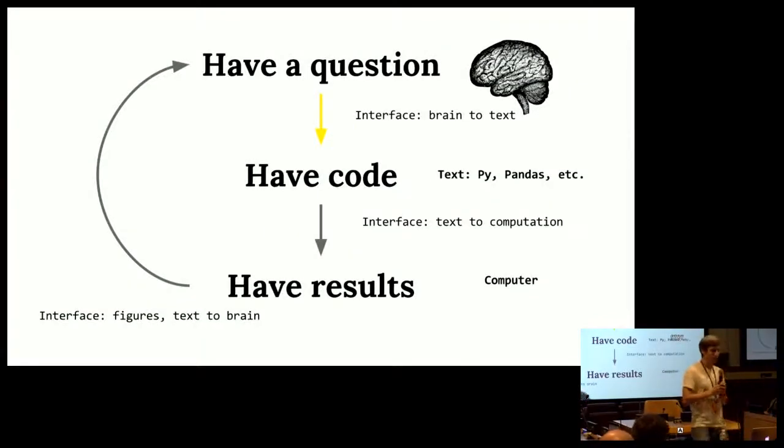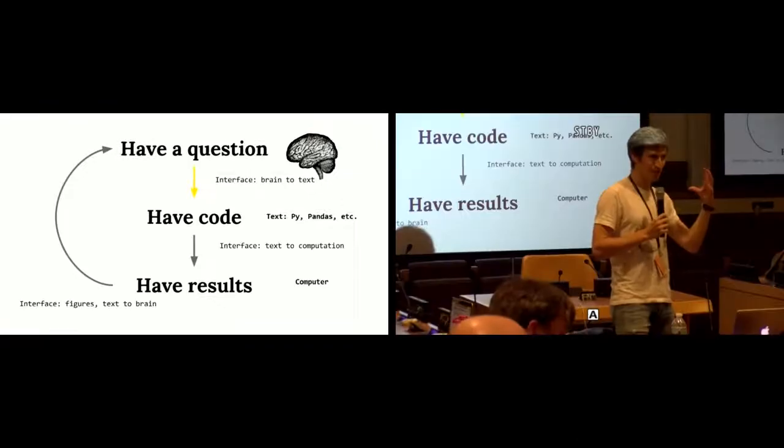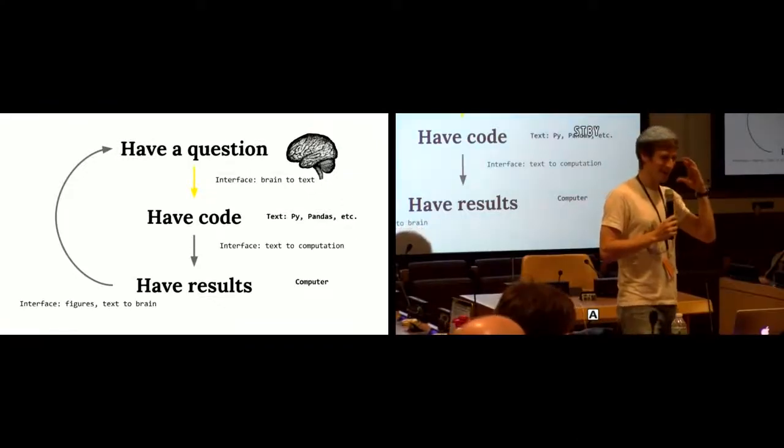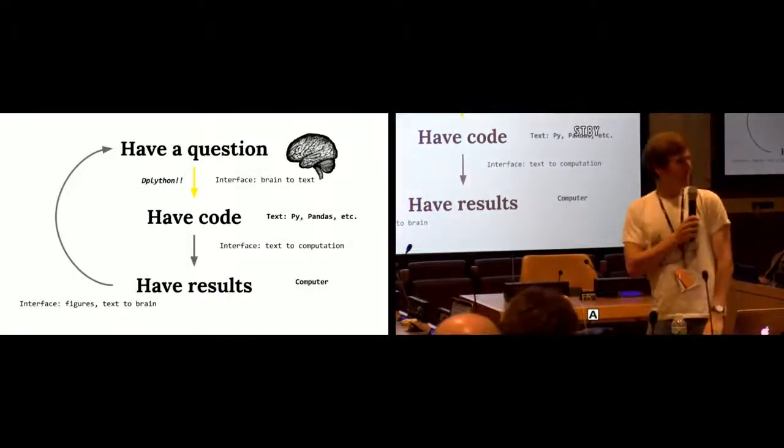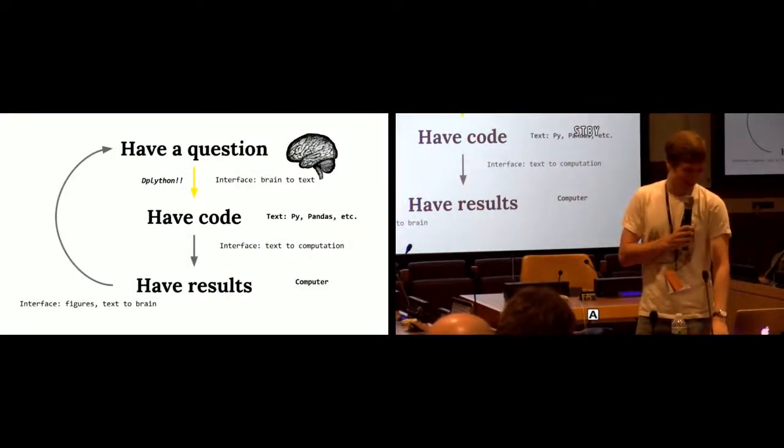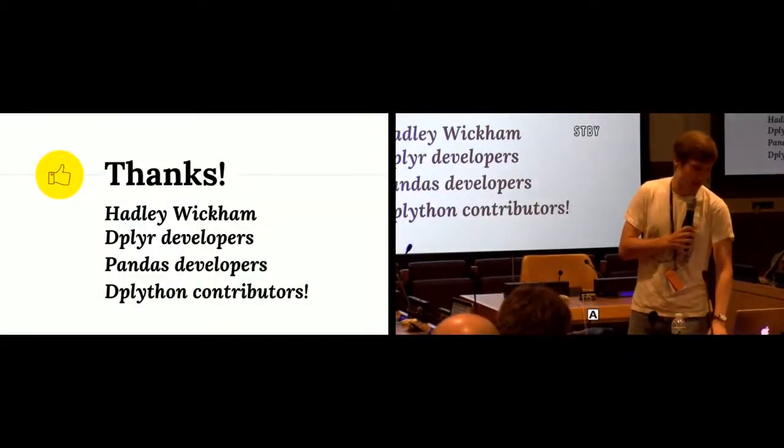So in conclusion, go back to this first slide. You have a question, you have your brain. Your brain needs to turn that question into text. Hopefully Dplython is a great way to do that.